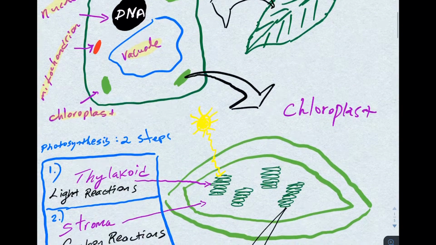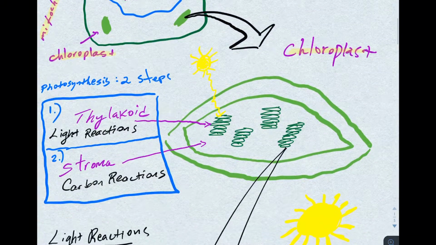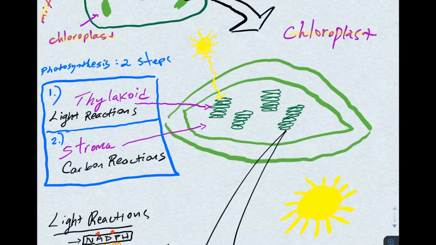Let's look at a chloroplast in more detail here. If we magnify this and we open it up, what we find inside of it are these stacks of discs, which we call thylakoids. Around the thylakoids is the area known as the stroma of the chloroplast.